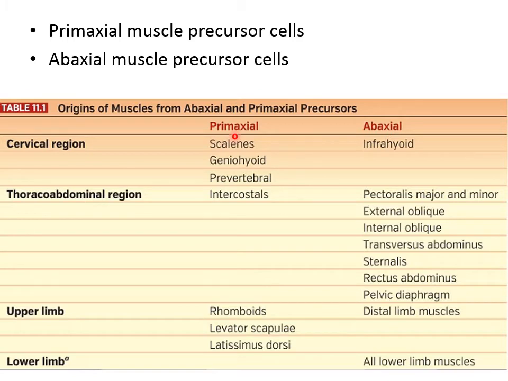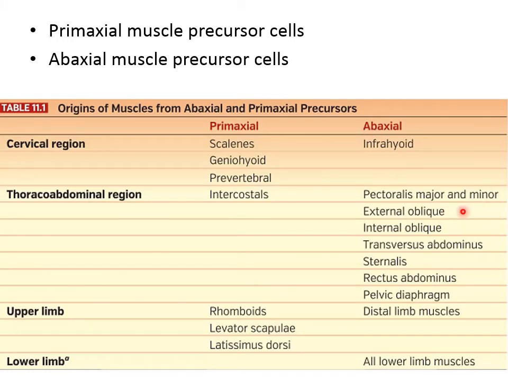So the primaxial, in the cervical region, gives scalenes, geniohyoid, and prevertebral. In the thoracoabdominal region, it gives the intercostals. In the upper limbs, it gives rhomboids, levator scapulae, and the latissimus dorsi. In the lower limbs, it doesn't give anything. We come to the abaxial, it gives the infrahyoid muscles.